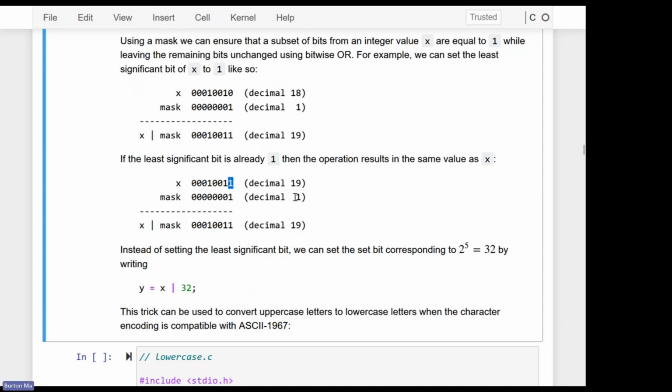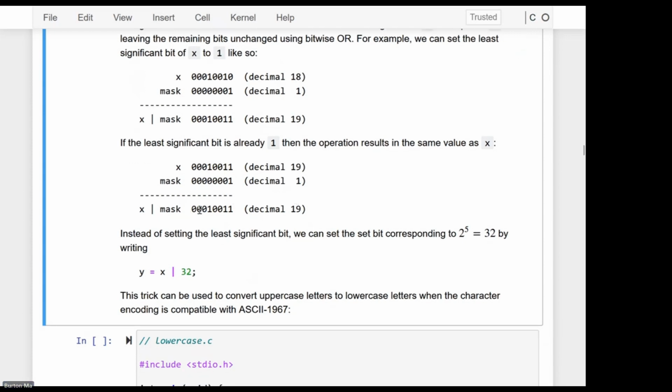Similarly, if that bit was already a one, then applying the mask doesn't do anything to the original value. So x OR the mask is just equal to x in this case.